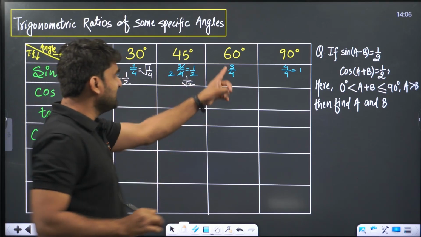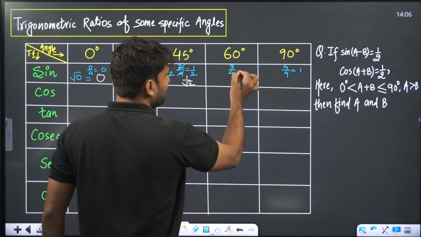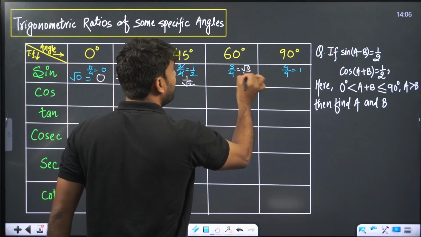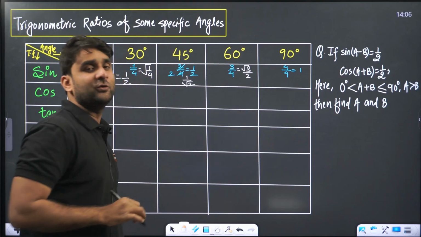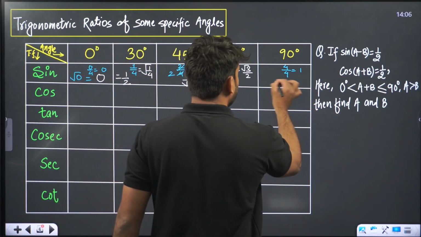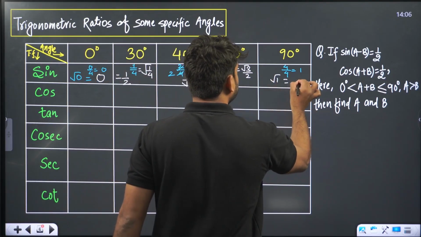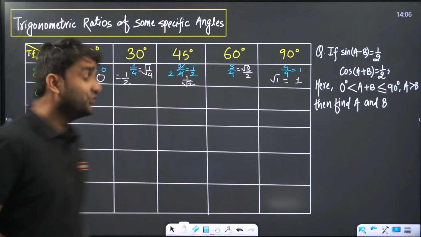If you write this number inside the root, root 3 will remain as it is, root 3, and 4 is a perfect square, so root 3 by 2 will come. And 1, if you write under root 1, so my dear, under root 1 means 1. So these are the results.